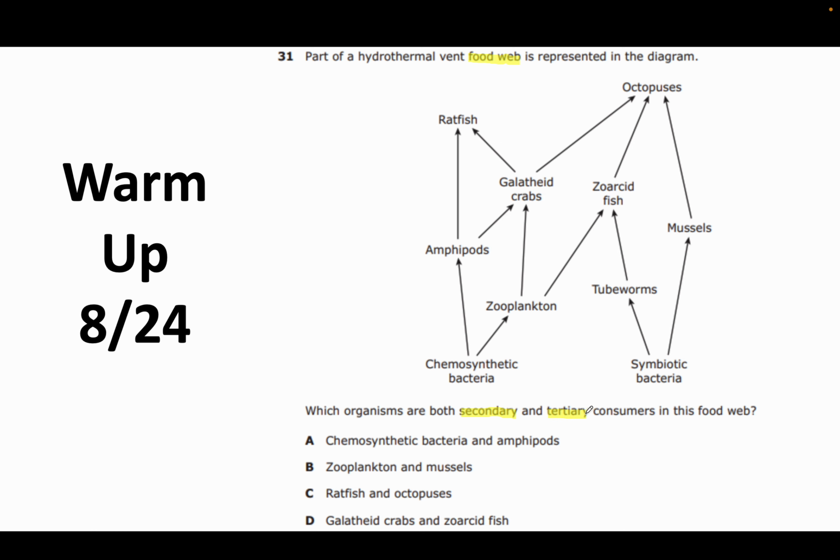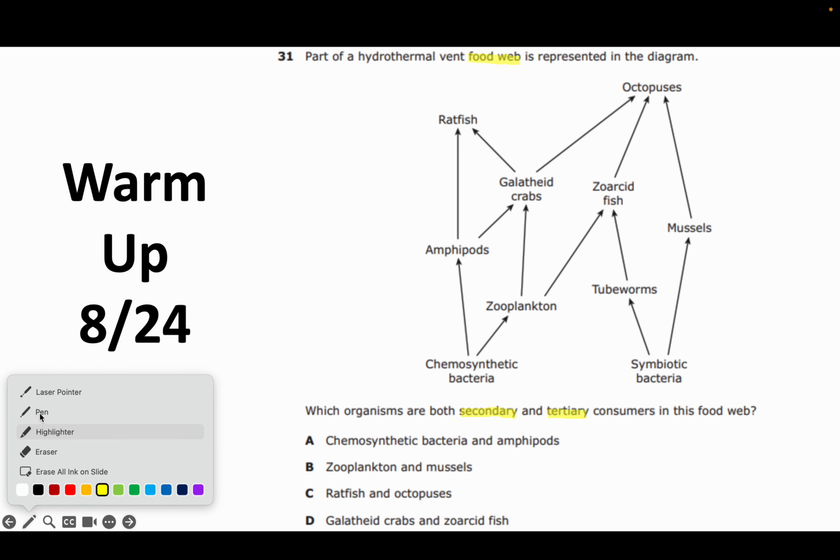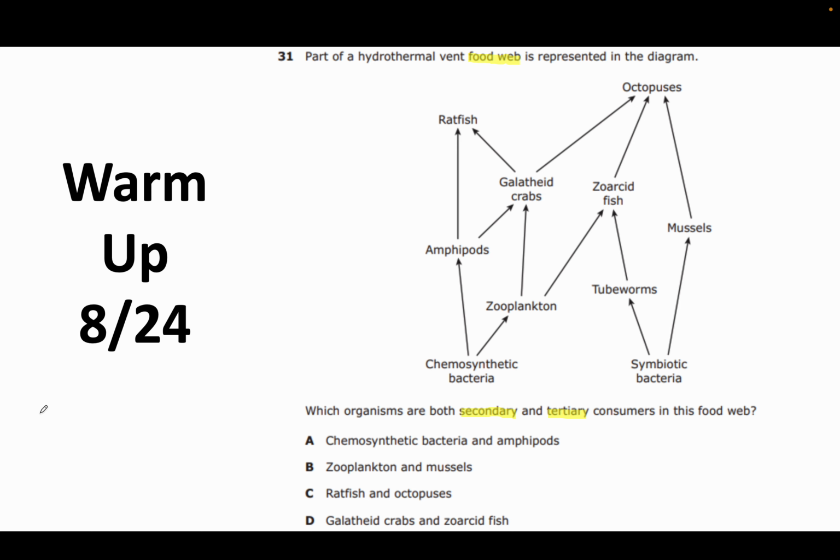And I think the other word we did talk about is chemosynthesis. I know this says chemosynthetic, but it's basically just like photosynthetic. These are organisms that are able to convert chemicals into carbohydrates for organisms, and they can sustain entire food chains.